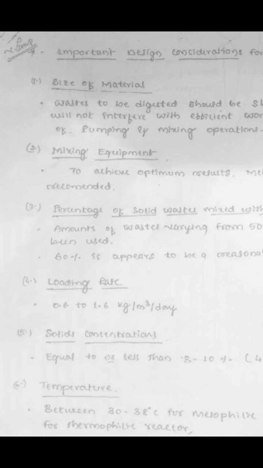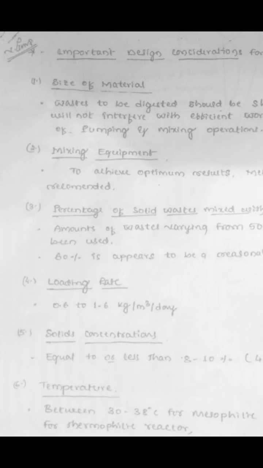Next is mixing equipment. An optimum result can be achieved when the mixing is done optimally. The mixing can be handled either by a mechanical or a manual process, but manual operation is very difficult. So in order to achieve the maximum or optimum results, mechanical mixing is recommended.